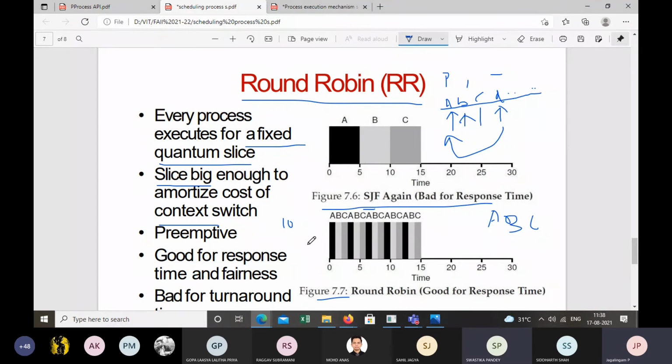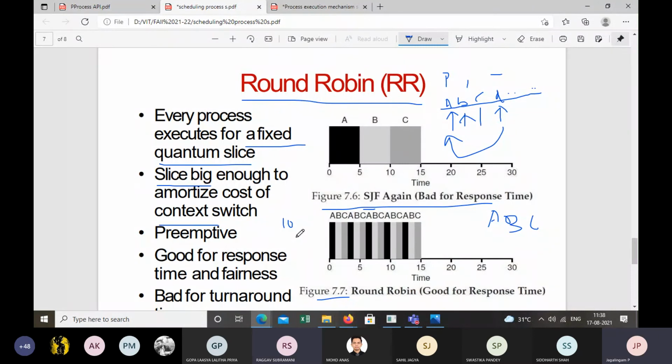Now, is this round robin preemptive or non-preemptive? Preemptive. Why do you call it preemptive? Because the tasks get stopped in between to execute another task.